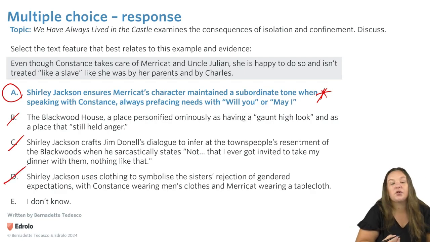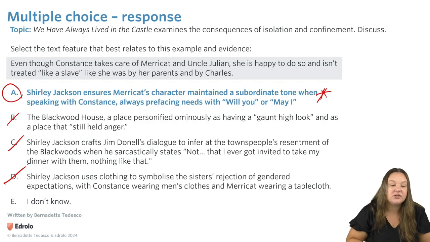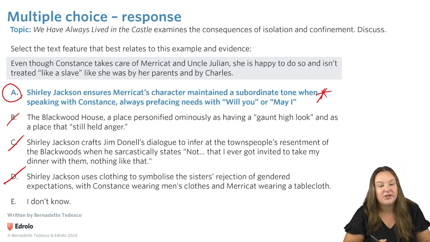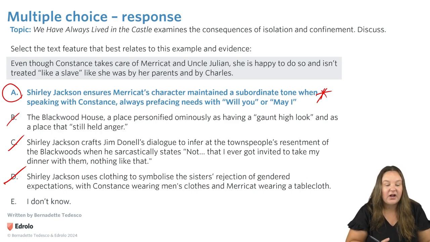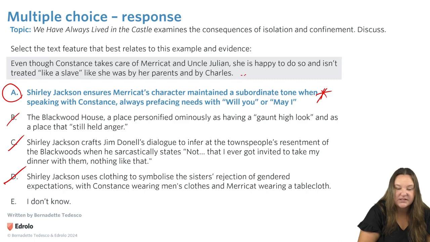And the third one is not correct. Shirley Jackson uses clothing to symbolize the sisters' rejection of gendered expectations, with Constance wearing men's clothes and Mary Cat wearing a tablecloth. This one might be more suited to the next part of the body paragraph, where it talks about Mary Cat rejecting and not having to fulfill those gendered expectations, but it's not relevant to this particular example up here.